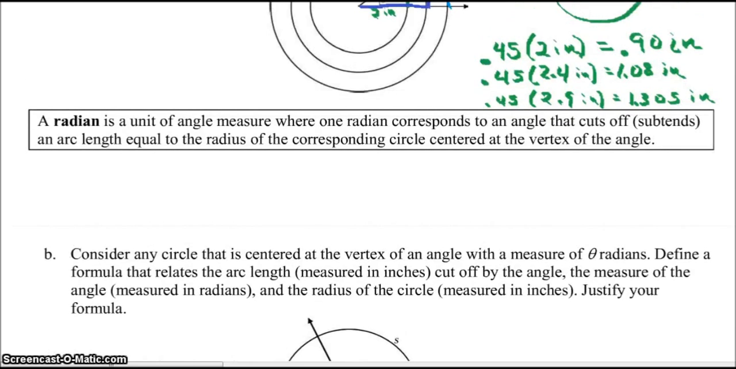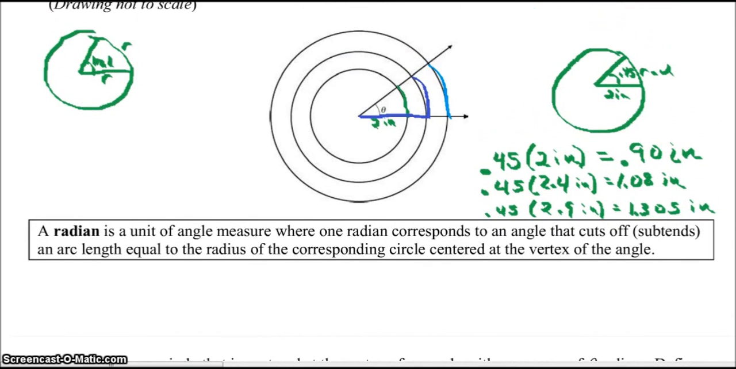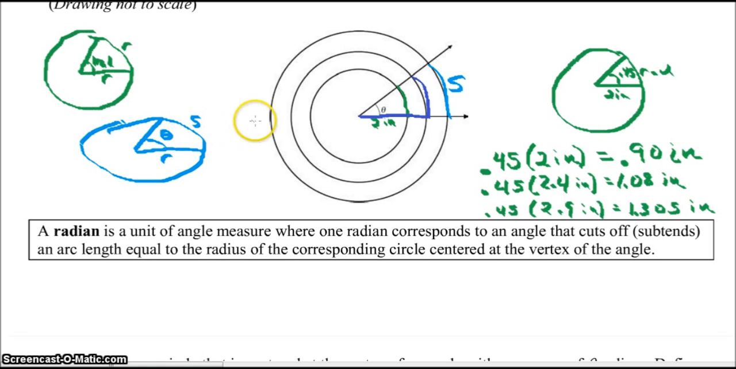Just note, in the previous problem, if we called the arc length S, so we have an angle theta, a radius, and an arc length S. Notice what we multiplied in each of these cases. We took the angle theta, multiplied it by the radius, and that gave us an arc length. So there's our formula: theta times r equals S.